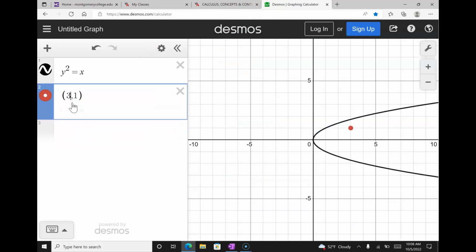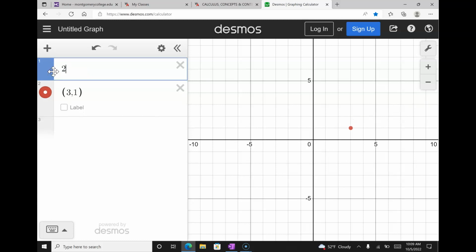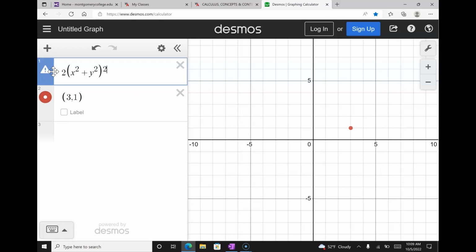Now, I already know I'm going to put the point (3, 1) on there, so I'll put that in there. And you can just copy off of your page or copy off of me as I'm typing this. Right, 2 times quantity x squared plus y squared, that quantity all squared equals... say again? Oh. 25 times quantity x squared minus y squared. Boom. There it is.